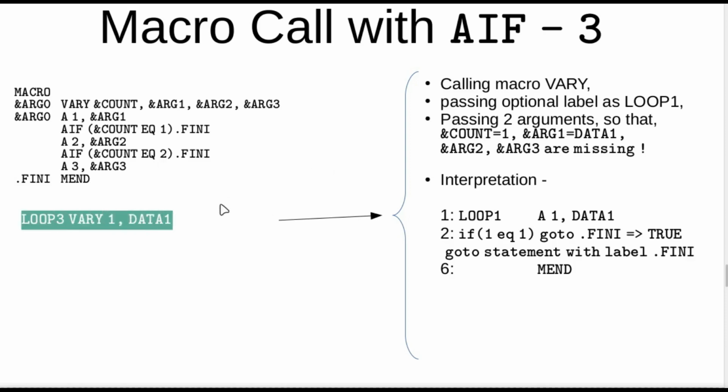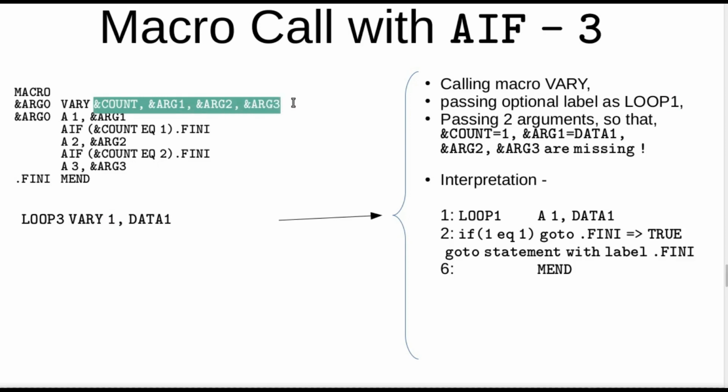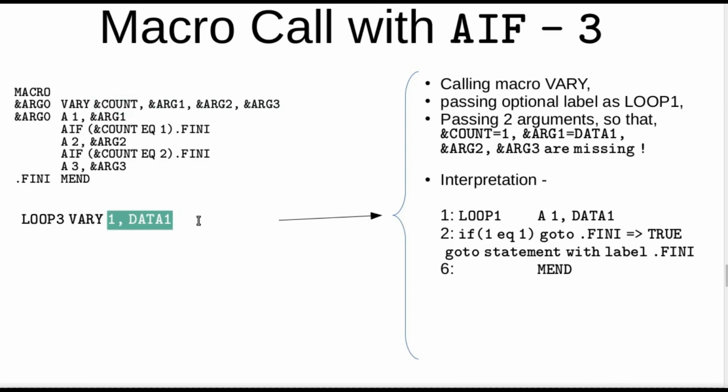So what does this mean? We are calling the macro called vary, right? We are passing optional label as loop 3. Excuse me, this will be loop 3, not loop 1. And we are passing only 2 arguments here. We have place for 4 arguments, right? We can pass 4 arguments: ampersand count, ampersand arg1, ampersand arg2, ampersand arg3. But we are passing only 2 arguments, 1 and data 1.